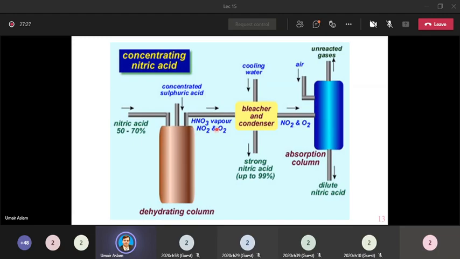So, the stream which leaves the dehydrating column through this line will have nitric acid vapors along with some gases which are formed from the decomposition of nitric acid like NO2, NO, and O2, etc. So this mixture goes into a bleacher and condenser. If we feel that the nitric acid has some color, we will add a bleaching agent which will remove the color of the nitric acid.